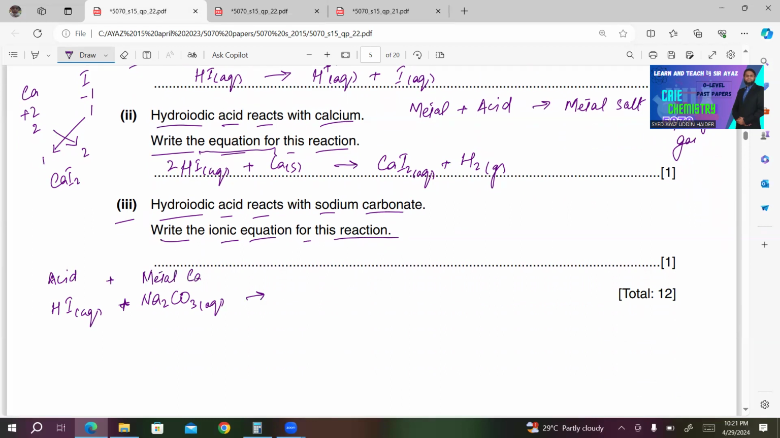You will get 3 products: salt or metal salt plus carbon dioxide gas plus water. You know the formula for carbon dioxide and water, so straight away write CO2. Gas, it must be in the gas state. Water, H2O, it must be in the liquid state. What about the salt produced? The salt produced must be between Na and I.